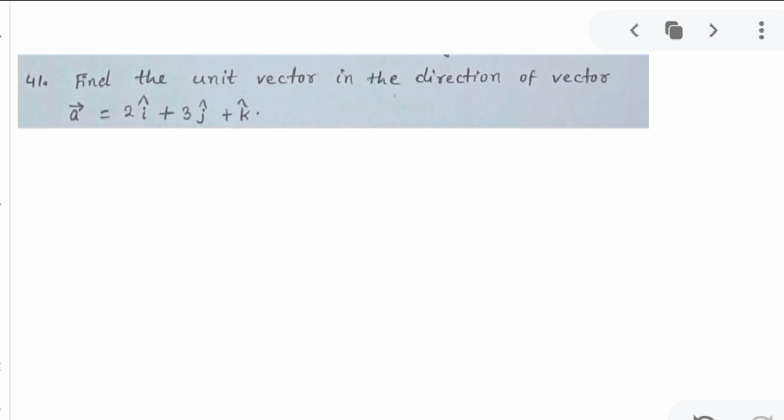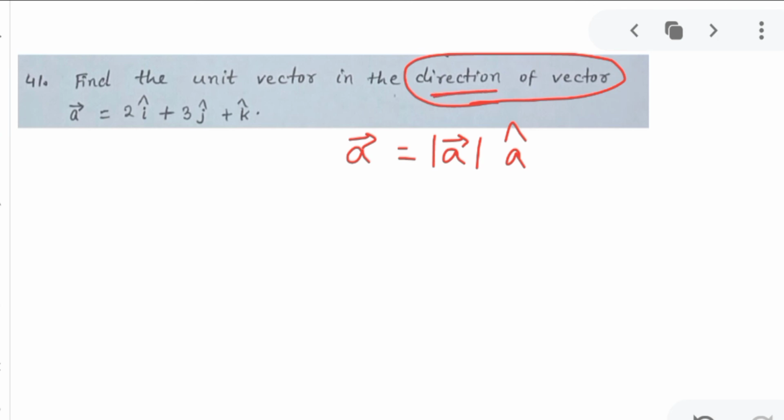Question number 41: find the unit vector in the direction of the vector. As I just discussed, a vector has magnitude and direction. A cap shows the direction and mod A is the magnitude of the vector. The question is asking for the direction, so we have to find A cap, since A is mod A into A cap.